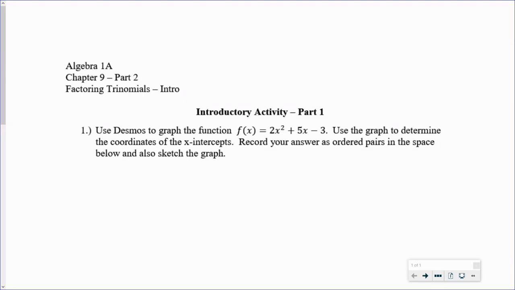Okay, so today we will complete an activity that will take place in two parts. These activities will lead us into one of the most useful skills in mathematics called factoring polynomials.